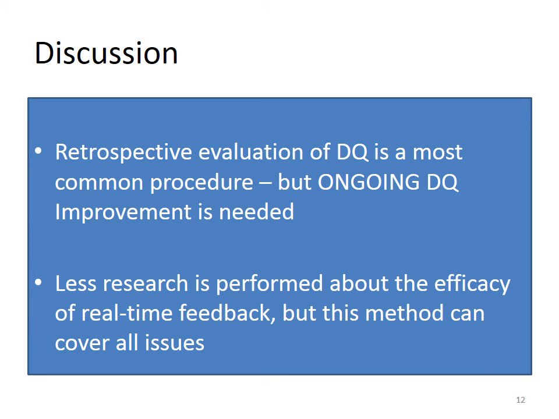Retrospective evaluation of data quality is still the most common procedure for the improvement of data quality. An example is data cleaning, deleting items that are not captured in good accuracy or in completeness or are not comparable with others, which will be deleted at the end of the trial and excluded from the overall trial objectives. But as I showed you, ongoing data quality improvement is needed. A continuously iterative process will ensure that the data quality will improve over time.